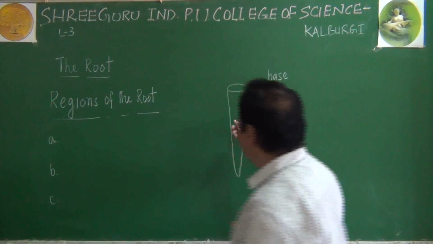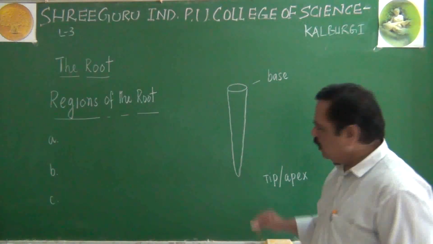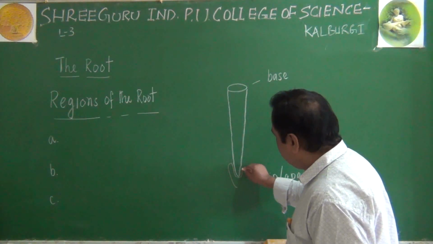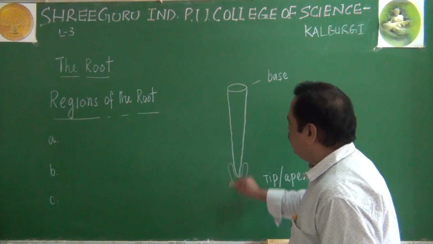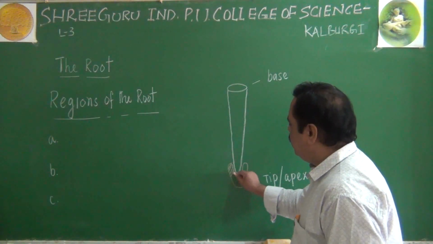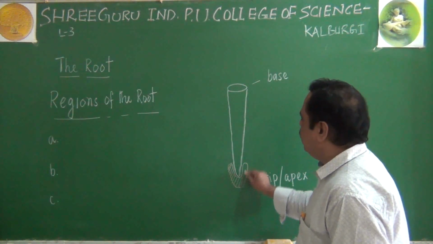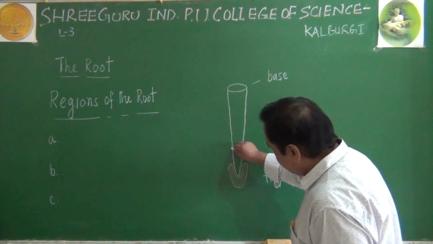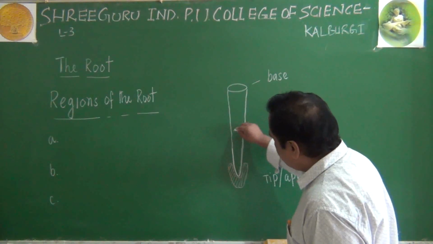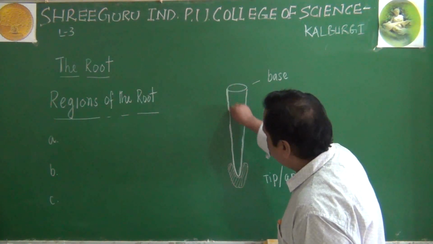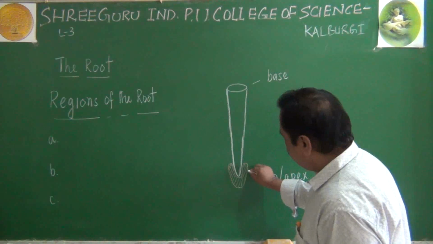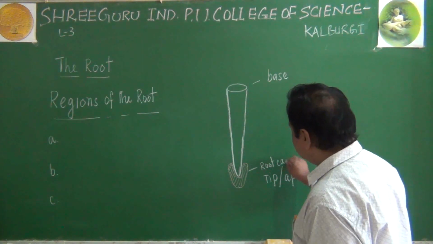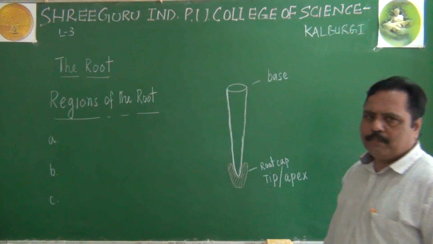The tip of the root, the apex of the root, is always protected by a cap-like structure here actually. This tip of the root is protected by a cap-like structure. This is the root tip. So this cap-like structure is called root cap, we can say. That is called root cap.